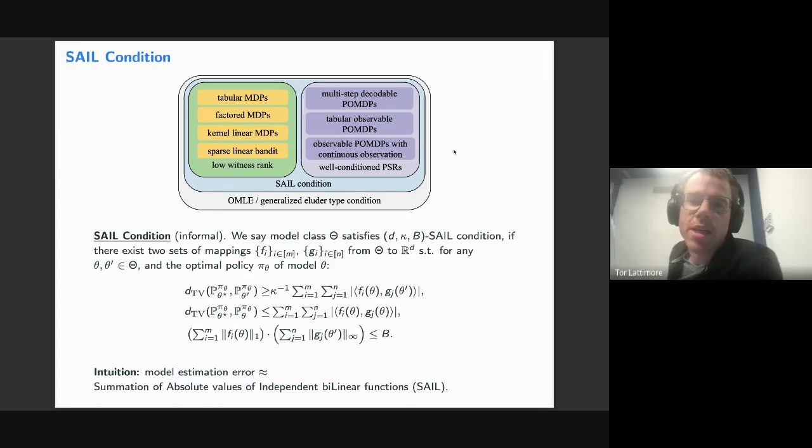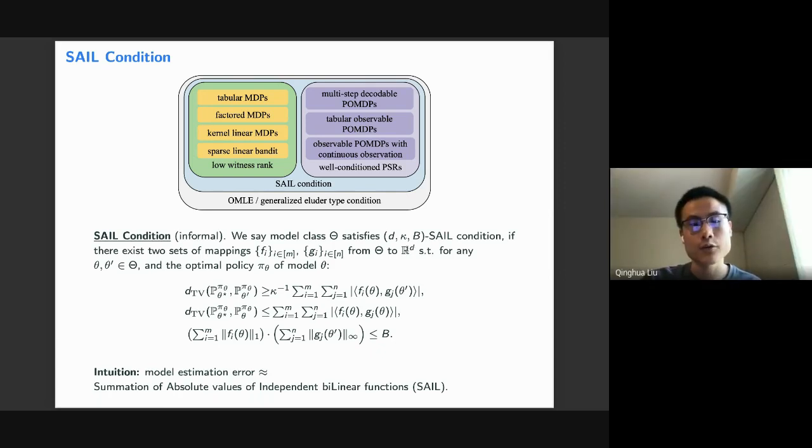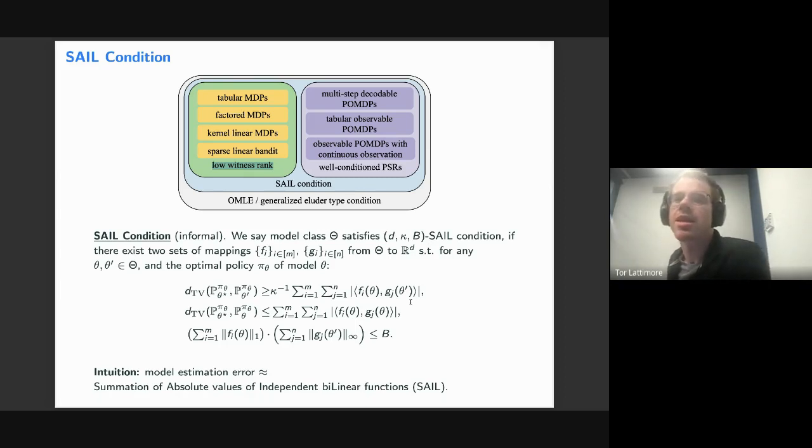So does the D here, is that the same D that you would get out of the witness rank, say, or the Bellman rank, or all of these things? Yeah, it's similar. For witness rank, you can write it as a special case of the sail condition, and the dimension is the same. Yeah, I see. So your D is always going to be less than or equal to the witness rank or the Bellman rank, or all of these things. Yeah, right.